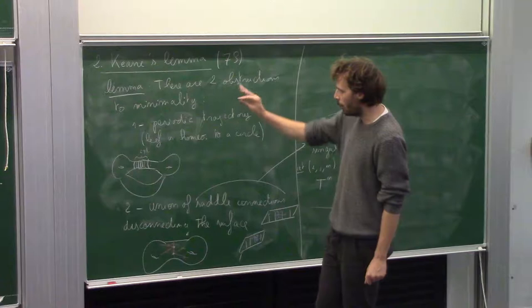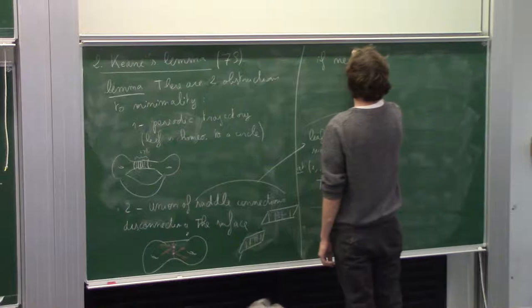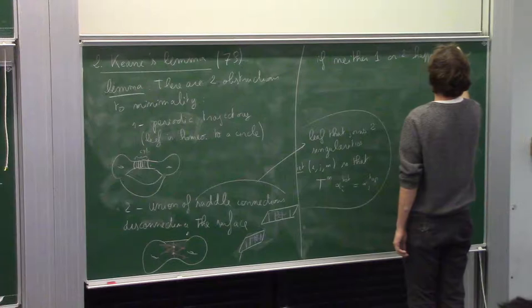And what Keane's lemma says is that if neither one nor two happens, then the foliation is minimal. So this is why the criterion is strong. If neither one or two happen, then, I have named them, the foliation is minimal.